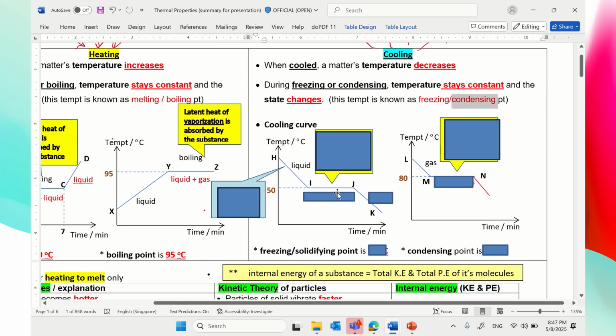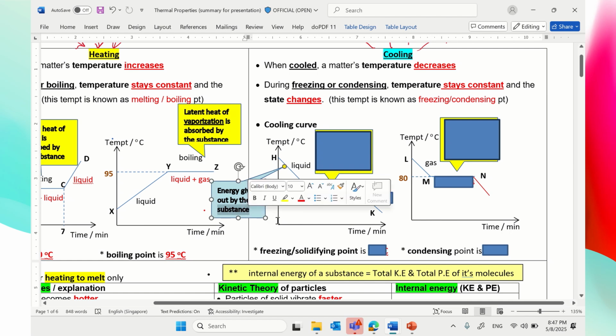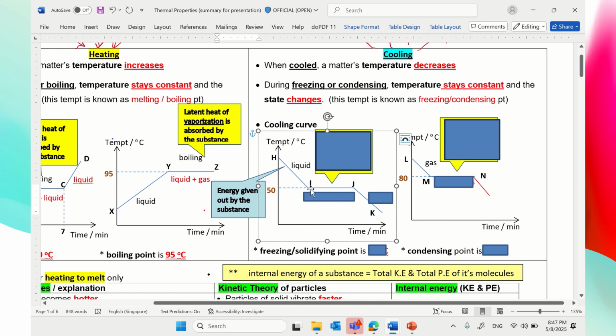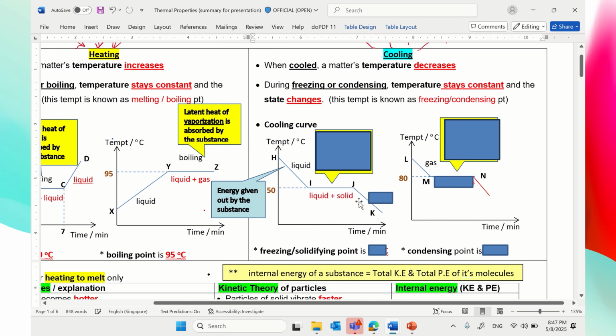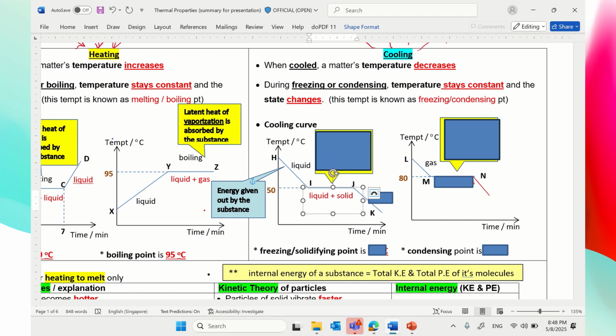Okay, so again, let's talk about some important terms here. From H to I, you can see the temperature drop. So we say energy is given out or released by the substance. But during I to J, something happened, right? Solids start to appear because freezing is happening. This is the period where it is freezing. You may want to write it down. It is freezing.